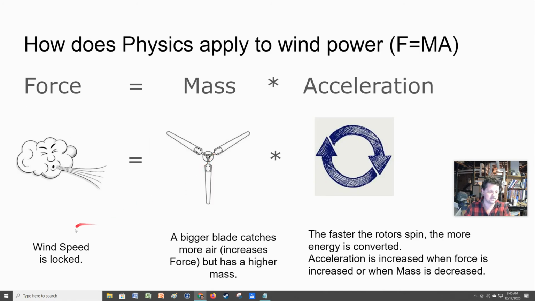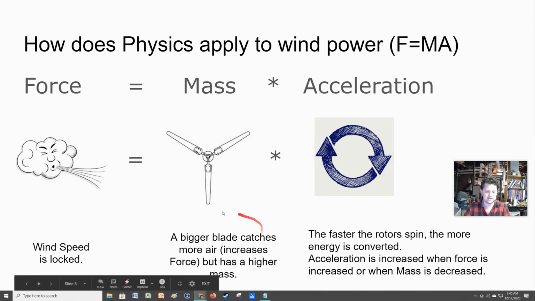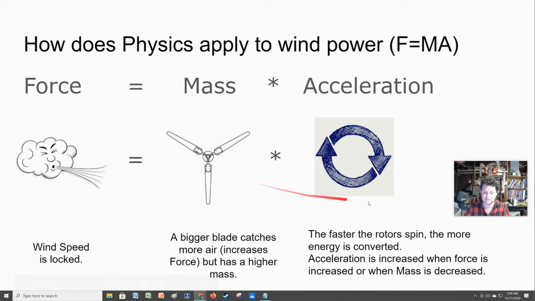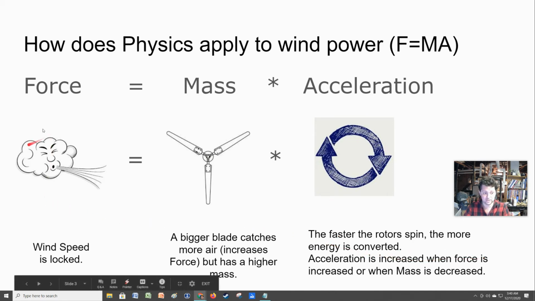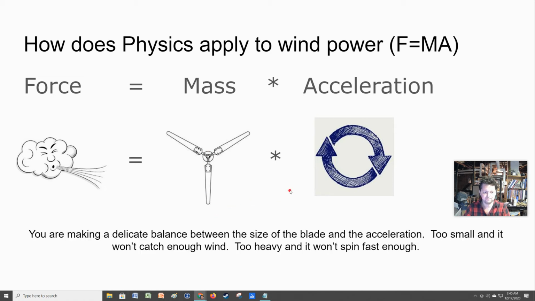I've lost myself in my slides. So the wind speed is locked. A bigger blade catches more air and increases force, but it has a higher mass. The faster the rotor spins, the more energy is converted. Acceleration is increased when the force is increased or when mass is decreased. You're making a delicate balance, though.